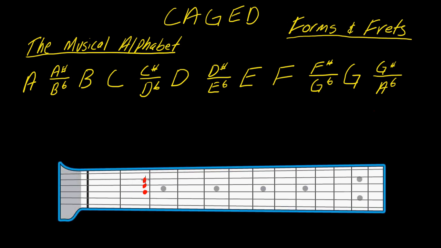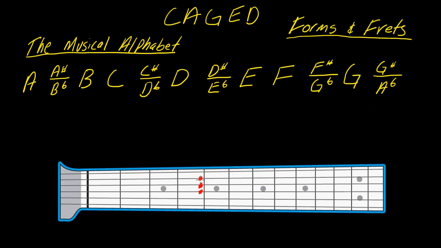Now, the form is also an A form. And the form, by the way, is these fretted notes in relation to the nut. That's an A form shape. Now, what I'm going to do is take this shape and move it up some frets. So let me erase this. Try to keep a visual of what that form looks like. I'm going to move that up 2 frets. So I'm going to go 1, 2, and then I'm going to play the same form.